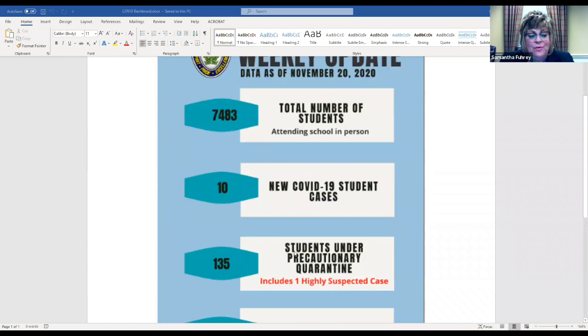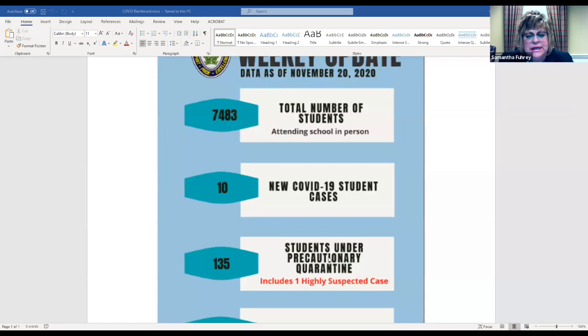The third number on our report is 135. That number represents the number of students who are identified as close contacts of a COVID case. A close contact is an individual who is nearer than 6 feet to someone who has a positive COVID case for 15 minutes or more in a 24-hour period. Those who are identified as close contacts must be quarantined as a precautionary measure.